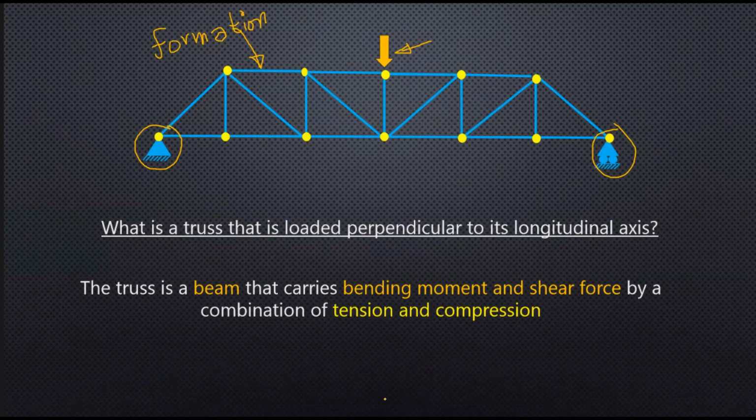any system, be it a solid one or a reticulated one, when the load is applied perpendicular to its longitudinal axis, will take bending moment and shear. So all truss structures are open web girders, quote and unquote, so that they take bending moment and shear, of course, by a combination of tension and compression. Let us see how that happens. I also have some examples to show you.